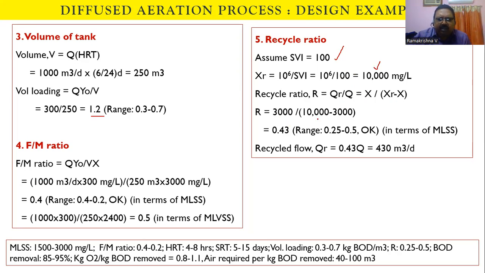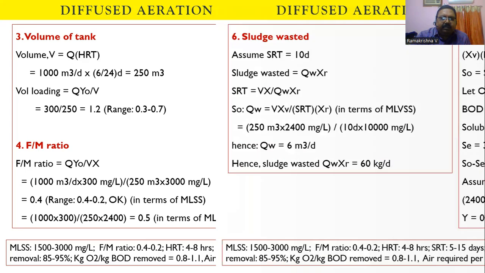So 3 divided by 7, the R value, is equal to 0.43. This is less than the 0.5 maximum limit. It's okay. So the recycled flow will be equal to QR, that is R into Q, 0.43 into Q here. So 430 meter cube per day.